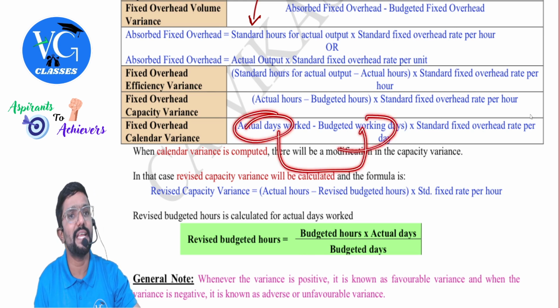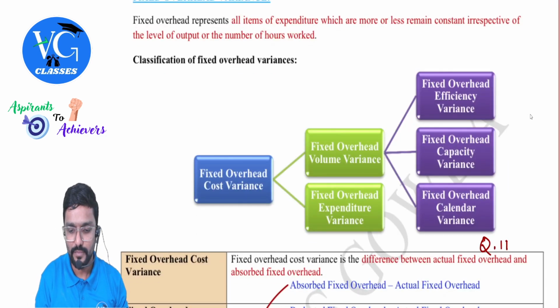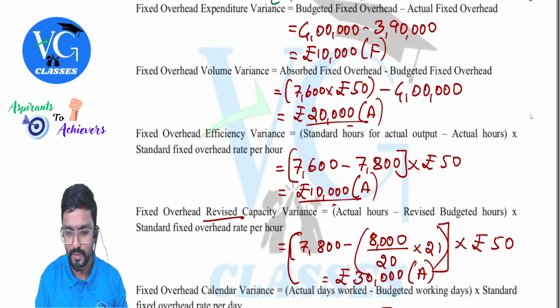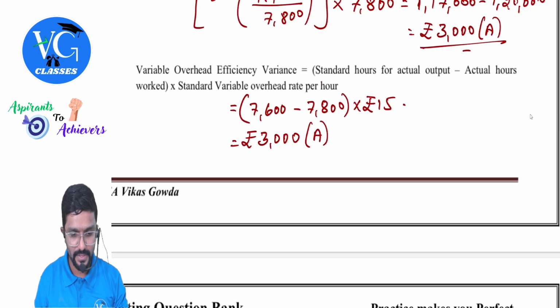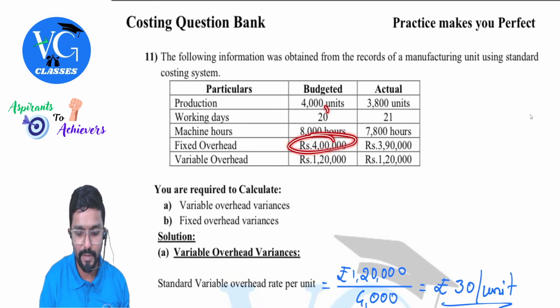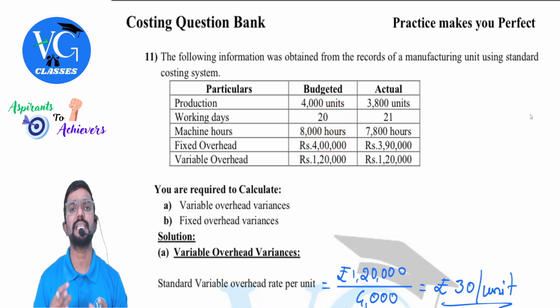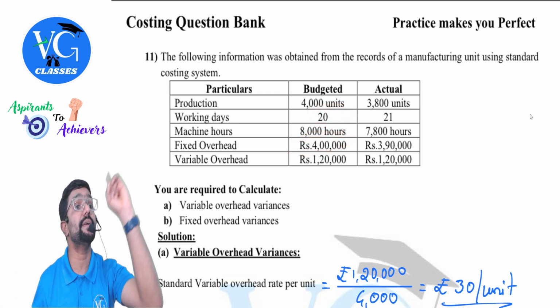You will get the difference in days, so rate should be per day. Per day. Sir, how do we get it? Simple. How do we get the rate per day? Simple. Listen here. Budgeted fixed overhead divided by budgeted days. That is the standard fixed overhead rate per day.